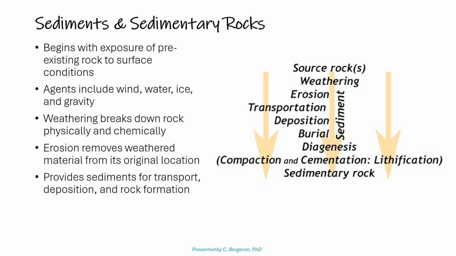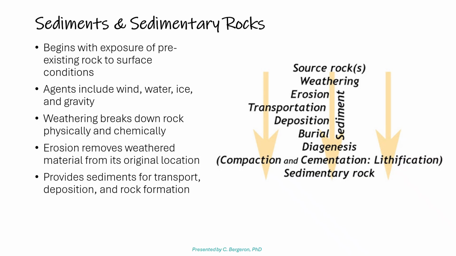Let's now move on to sediments and sedimentary rock. Now, sedimentary rock formation is a cycle unto itself. There's a process here. So the cycle begins with the exposure of a pre-existing rock to, quote, agents of weathering and erosion. So that would be things like wind, water, ice, things that would cause weathering conditions and facilitate erosion as well.